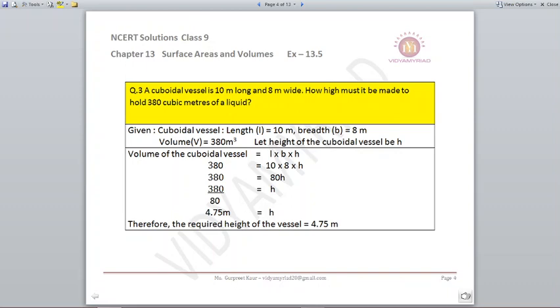Question number 3. A cuboidal vessel is 10 meters long and 8 meters wide. How high must it be made to hold 380 cubic meters of a liquid? Now we are given the length, the breadth, and even the volume. We need to find out the height of it. We know the formula of the volume of a cuboidal vessel is L into B into H, and volume is given to us as 380, length is given as 10, and breadth is given as 8. So height will be kept as H. So H comes out to be 4.75 meters. So the required height is 4.75 meters.